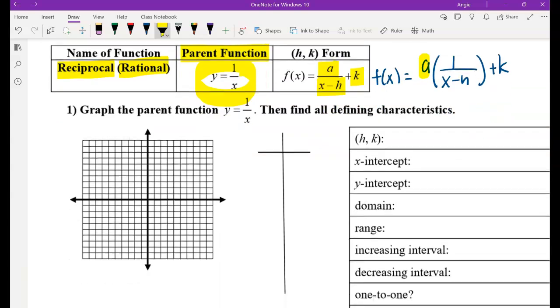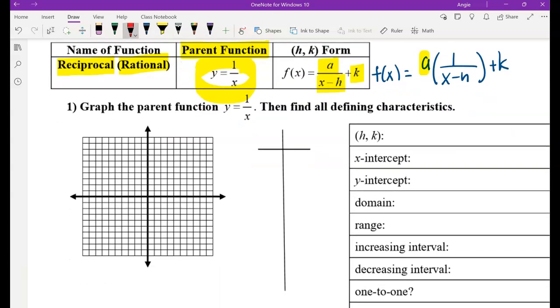Okay, number 1, graph the parent function. We are going to graph y equals 1 over x, then find all of the characteristics. We are going to pick a couple points here, but before we go and do that, let's talk about the restrictions. So we know that this can never ever be 0 for the restrictions.